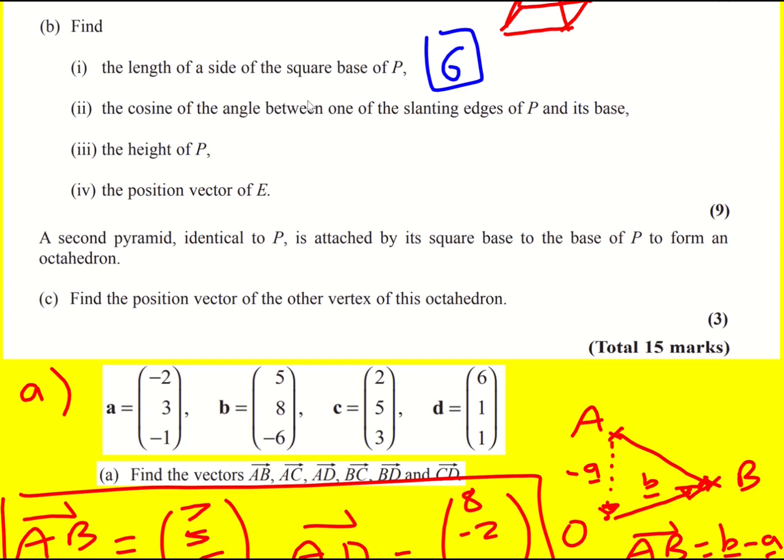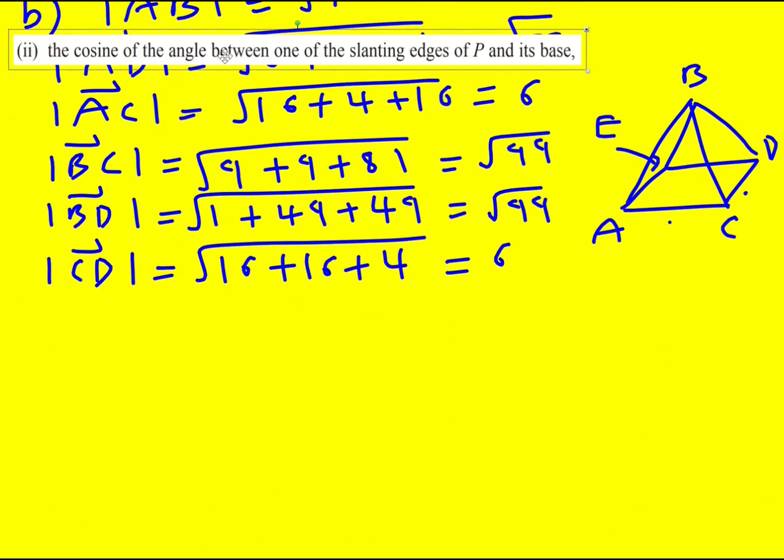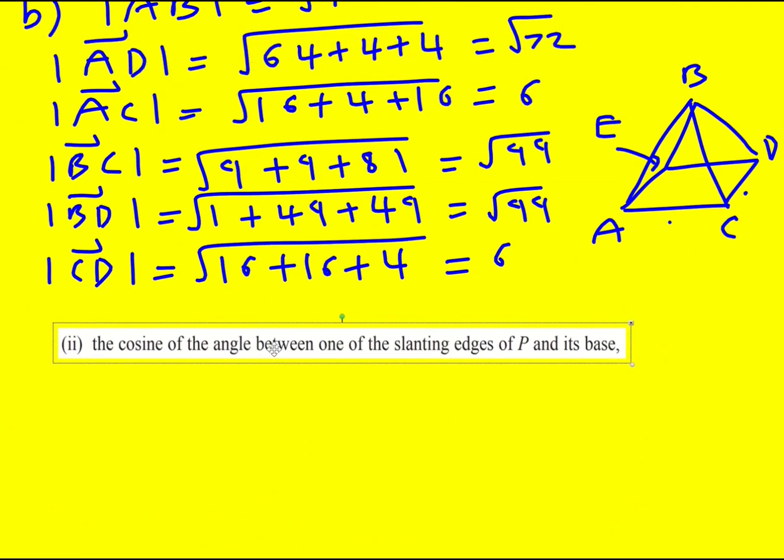Next up, we're asked for the cosine of the angle between one of the slanting edges of P and its base. So we can pick one. I'll go with AB here, and then we'll have to do the dot product with AD. That will give us an angle between the slanting edge and the base. If you try AC, you won't get a right angle triangle like we will get here. You can see from this right angle triangle that this is the base. You'll get some other kind of triangle, and it won't actually be the angle between the base.